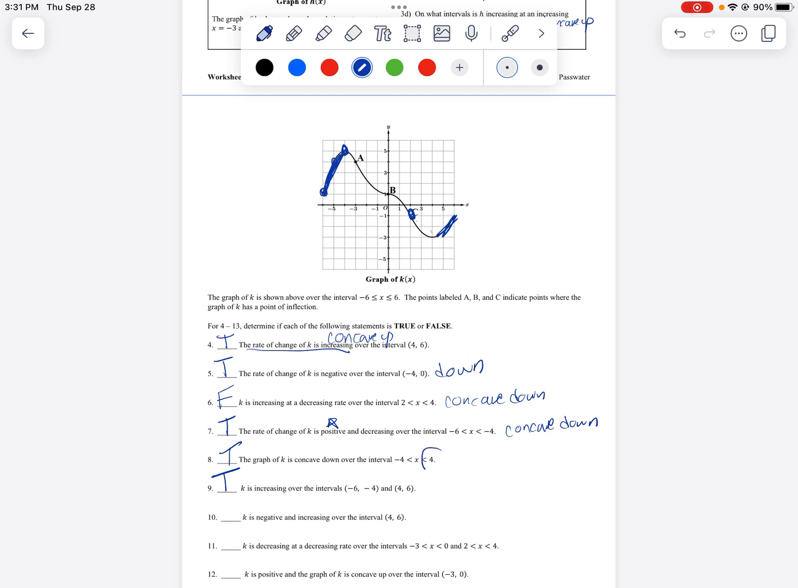Oh, I'm going to say it's not, sorry. I'm going to say that one is false from -8 because it changes right here. So that would have to be 2. I'm sorry about that. K is negative and increasing from 4 to 6. So 4 to 6, it is negative, yep, because it's underneath there. And is it increasing? Yes, it's going up.